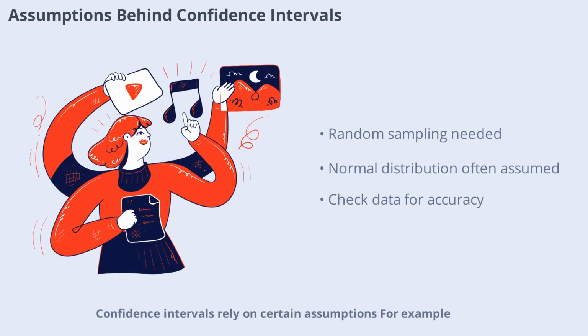Confidence intervals rely on certain assumptions. For example, the data should be randomly sampled and in many cases normally distributed. If these assumptions aren't met, the interval might not be accurate.